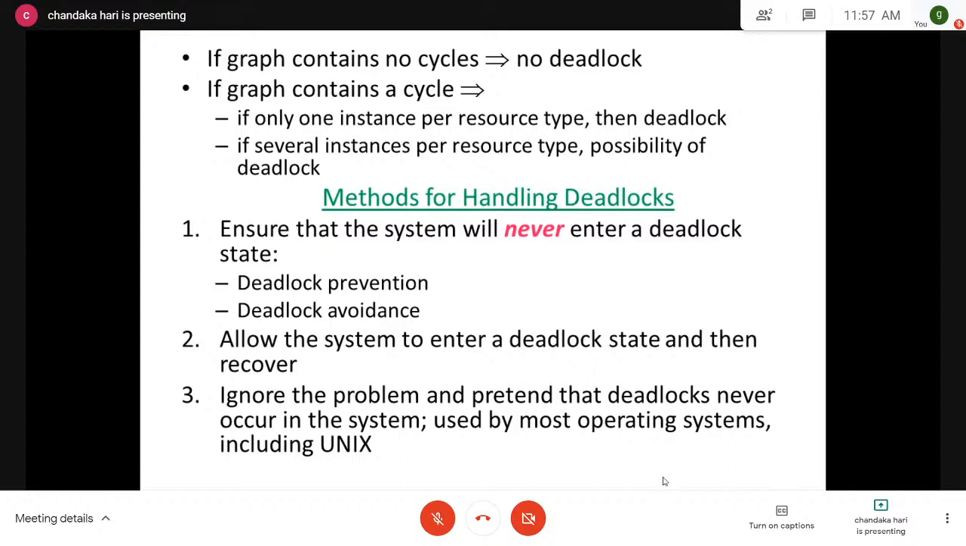Now, coming to the first one, ensure that the system will never enter into the deadlock state. That can be done by using two techniques, deadlock prevention and avoidance. We'll see what this deadlock prevention and avoidance is. Number two, allow the system to enter into a deadlock state. You have to write one algorithm to observe whether the system is in deadlock state. And once you have observed that the system is in deadlock state, then you can recover by using another algorithm.